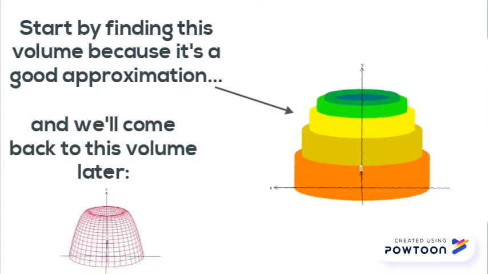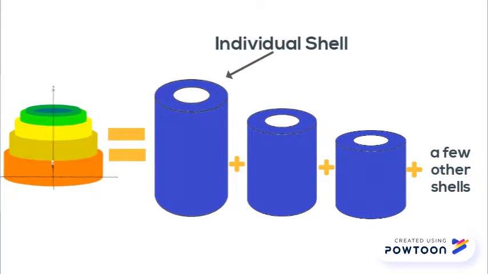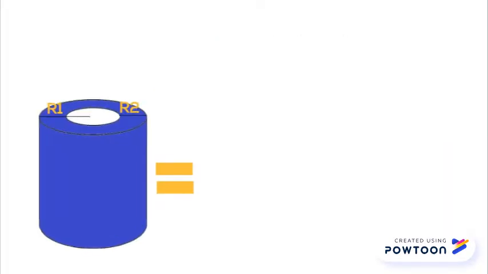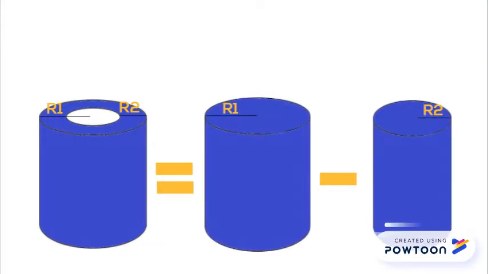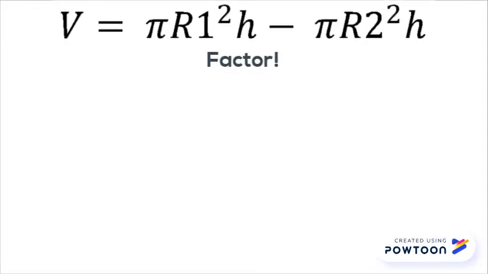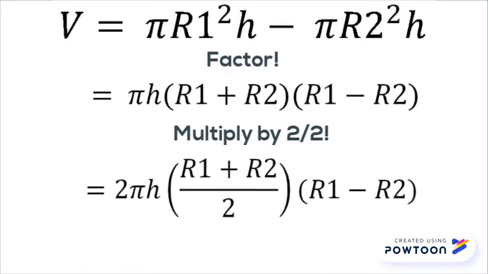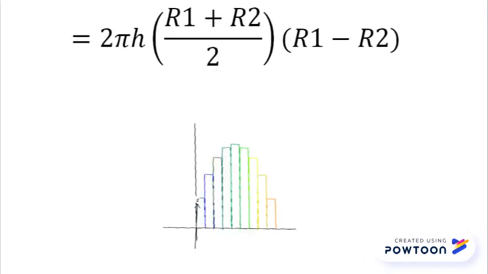In order to find this approximated volume created by the shells, you start by finding the volume of an individual shell. In reality, each shell's volume is the volume of a large cylinder minus the volume of a smaller cylinder. You write this as pi r1 squared h minus pi r2 squared h, where r1 and r2 represent the radii of each cylinder. Using algebra, you rewrite this expression as 2 pi h times (r1 plus r2)/2 times (r1 minus r2), and now each part of this equation means something.